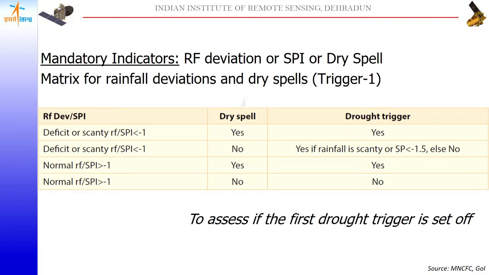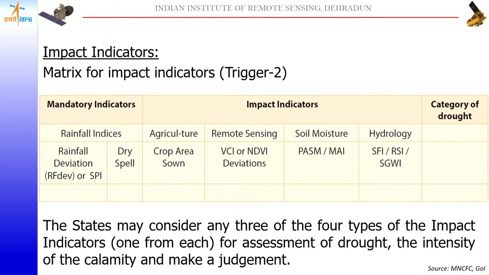So very first, if I'm talking about the trigger 1 condition, where the deficiency or scarcity of the rainfall data sets as well as the SPI value is less than -1, which is defined as the moderate to severe scale of the drought conditions, and at the same time the availability of the dry spell for the particular area. If both the conditions prevail for the particular area, yes, the drought trigger condition is defined as yes, and if the drought condition is set off, then they compute the impact indicator.